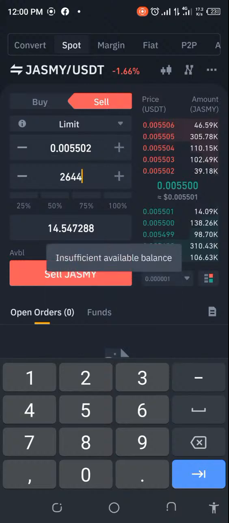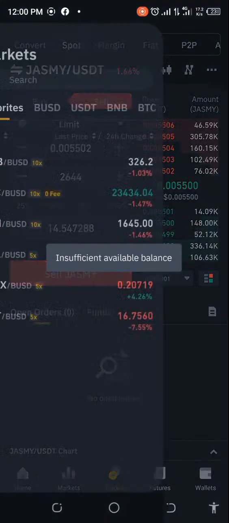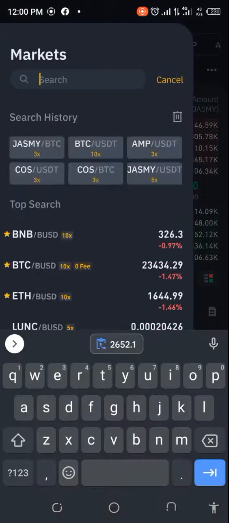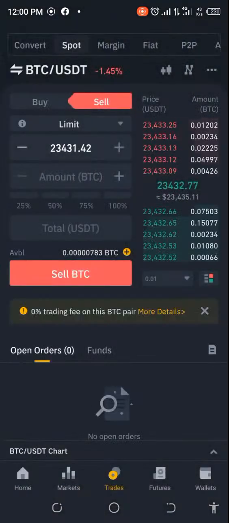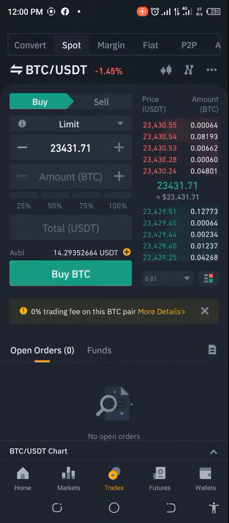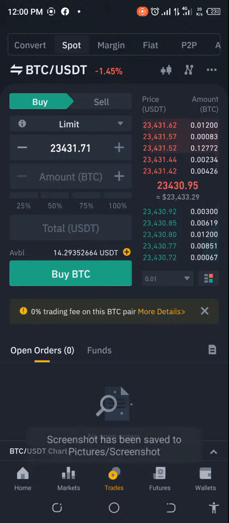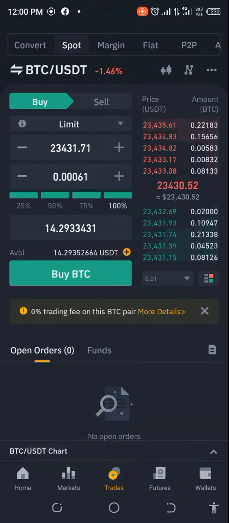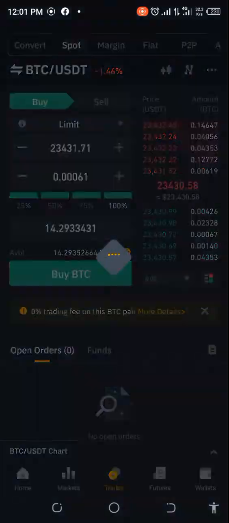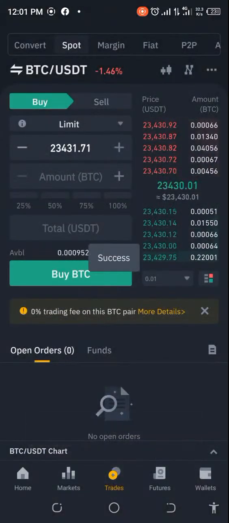First things first, everything we're doing is by limit. Don't forget that. We're going to be doing all of these by limit. So currently, I'm going to buy BTC by limit, and most times this executes practically immediately. Let me try that out. We're going to check and buy BTC. Success. It has been executed right away.